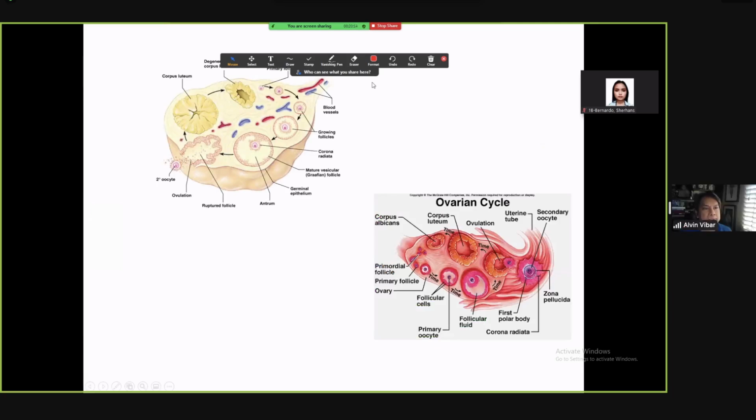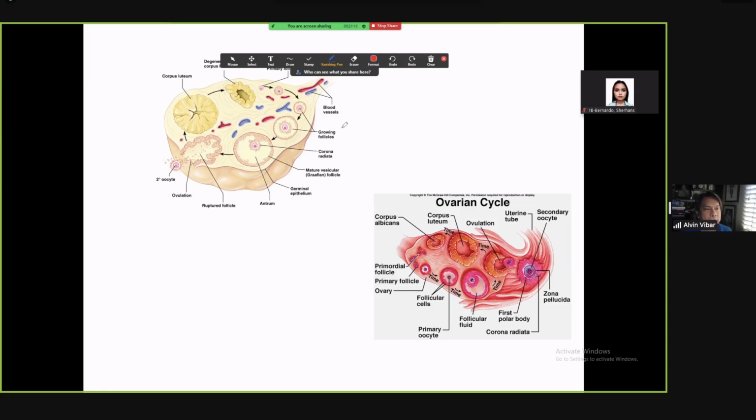This is just a representative slide. Representative lang po ito. So this is the cortex layer, containing the ovarian follicles at various stages of development. We're going to discuss that. You should be able to differentiate these stages, seen at the cortex layer.